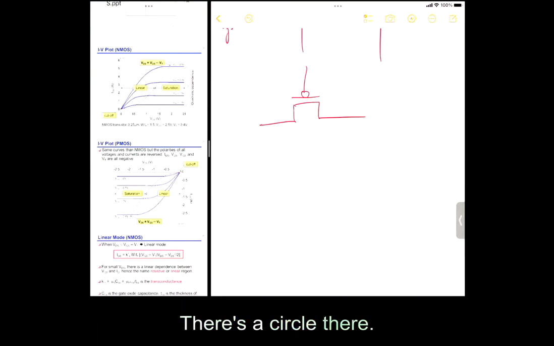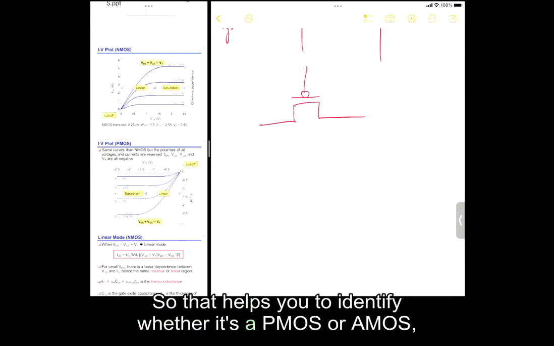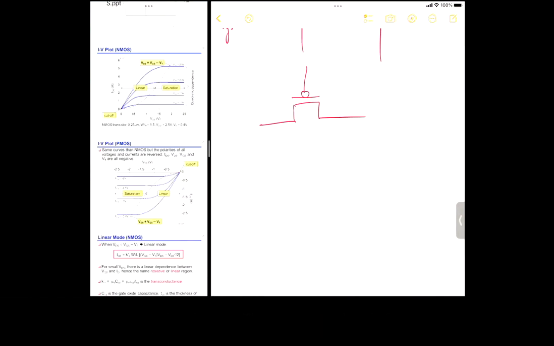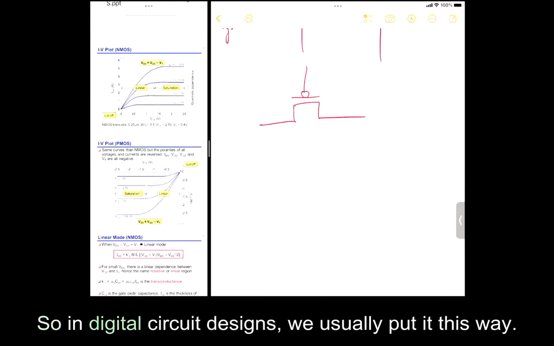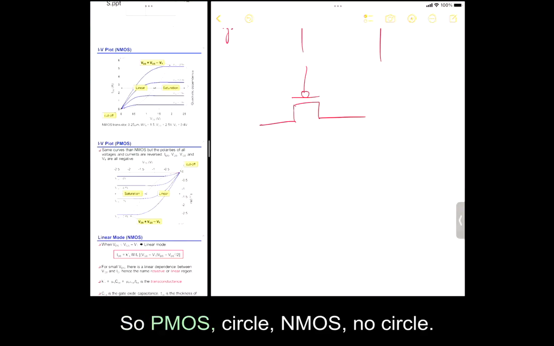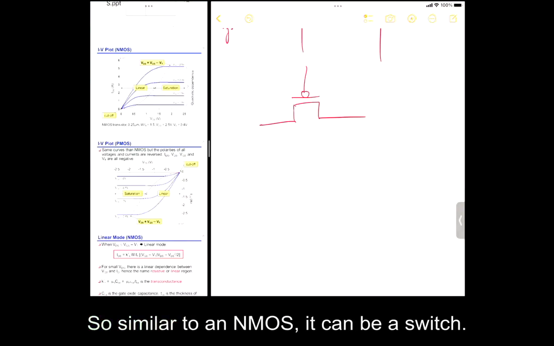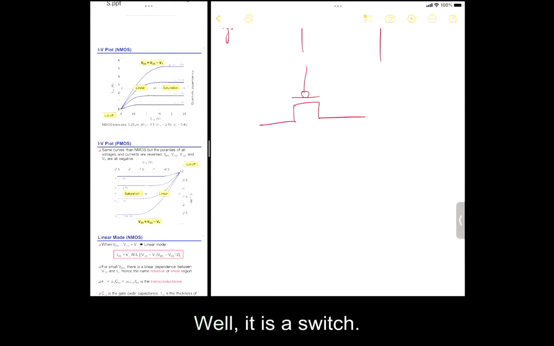All right? There's a circle there. So that helps you to identify whether it's a PMOS or NMOS. That is another symbol for NMOS and PMOS representations, which you'll use in the lab. But I'll use this one first, and then I'll talk about those ones. So in digital circuit designs, we usually put it this way: PMOS, circle; NMOS, no circle. That's it. Similar to an NMOS, it can be a switch. Well, it is a switch.